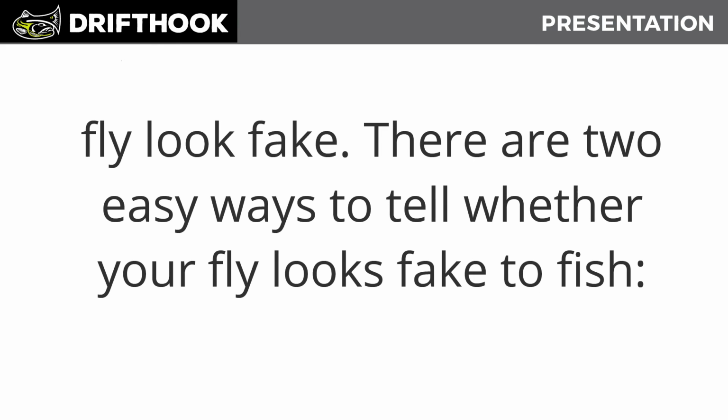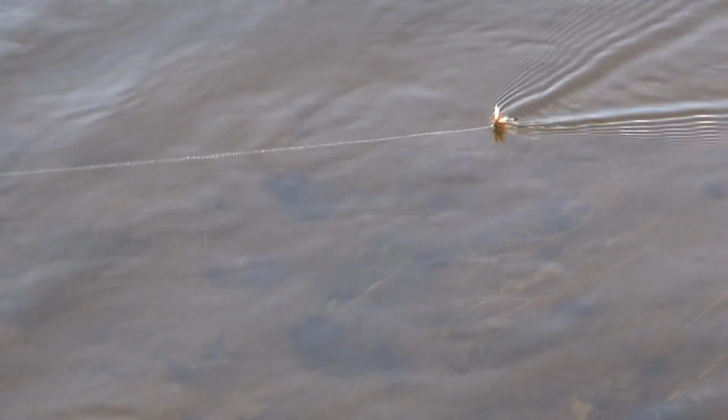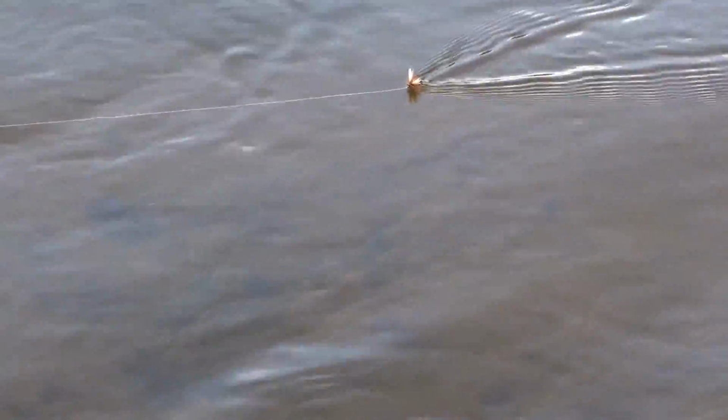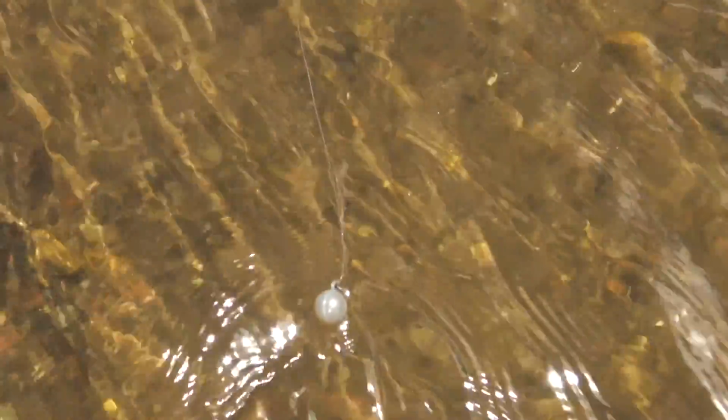There are two easy ways to tell if your fly looks fake to a fish. When dry fly fishing, look for the V behind the fly. It'll look like your fly has its own personal cigar boat cruising through the water. Trout catch on to this and realize that it's not natural. When nymphing, check your indicator. If it's doing the same thing as the flying V, then you know that the same thing is happening under the water. Now, if your fly is doing this, creating that wake, we need to do what they call mending.